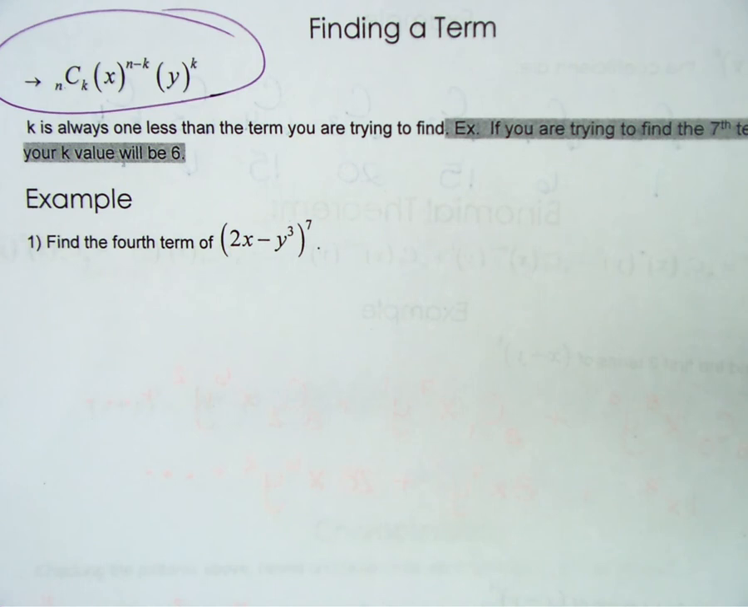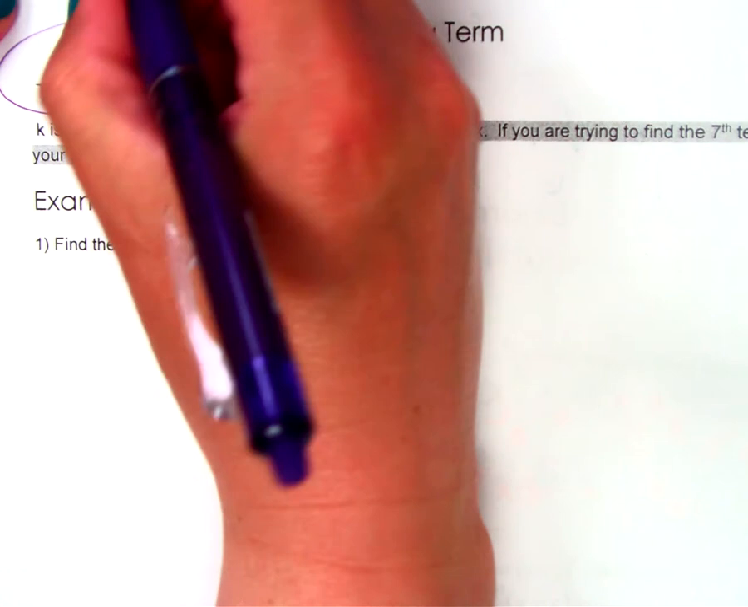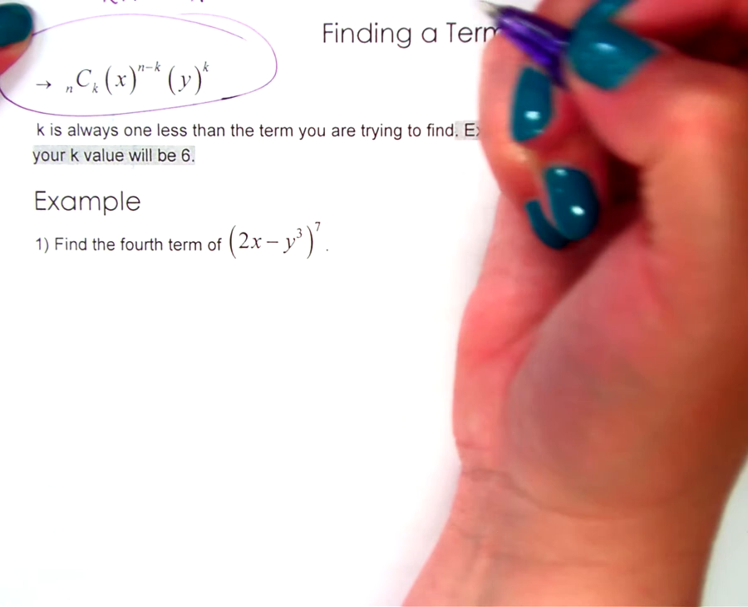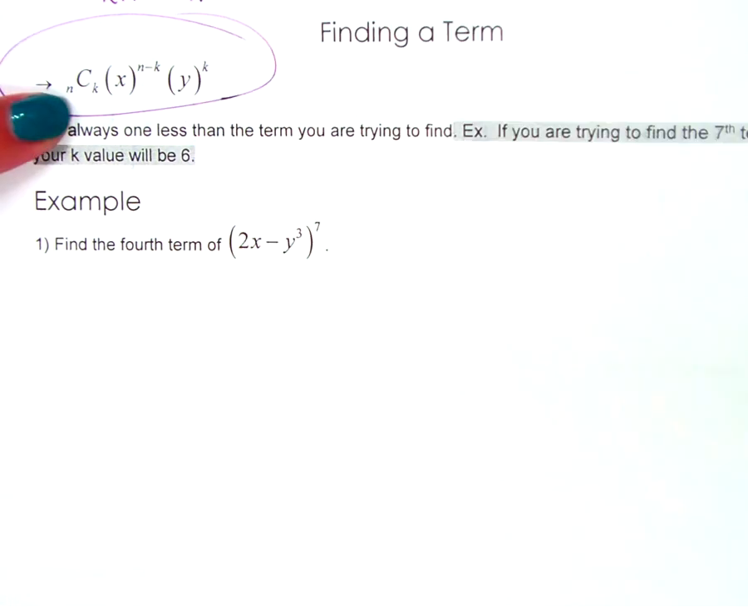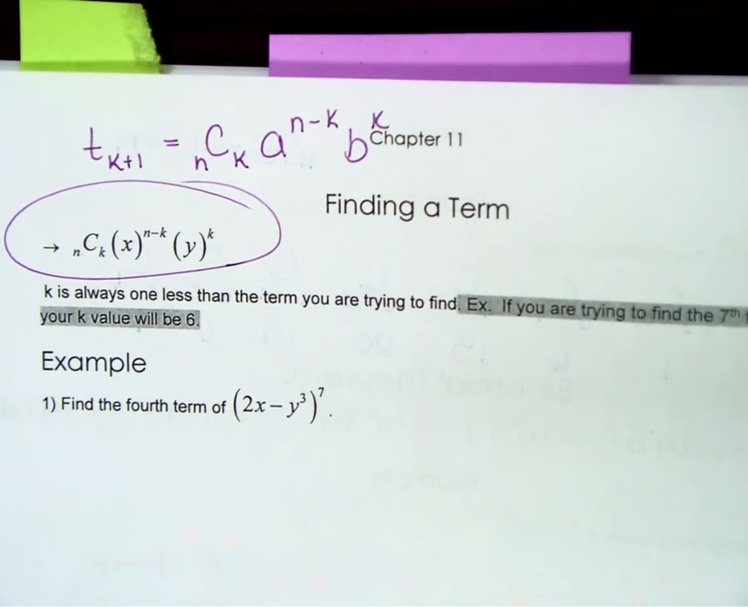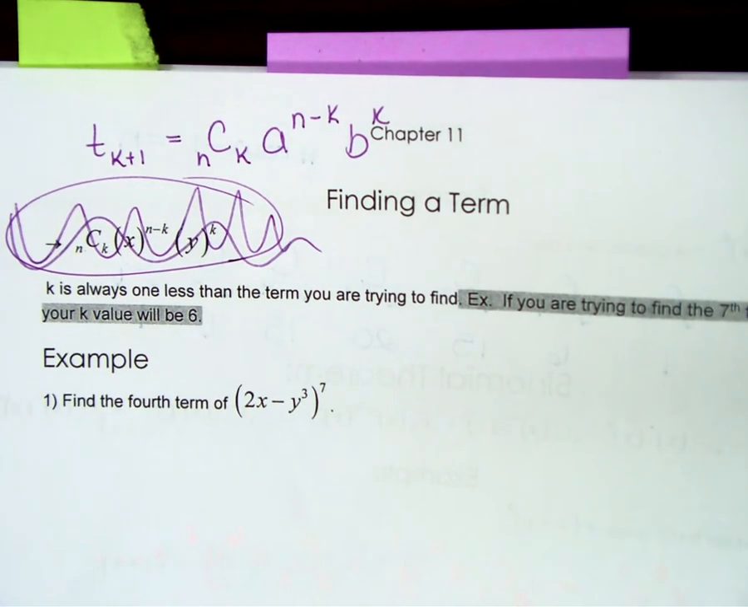Let me grab the formulas. Maybe we'll use the one on the formula sheet so nobody has a mental breakdown. Okay, so the one on the formula sheet is the term K plus 1 equals nCk a^(n-k) b^k. All right, so let's get rid of this one, and we'll put that one in. You don't have to scribble the other one out. Or go ahead and scribble the other one out.